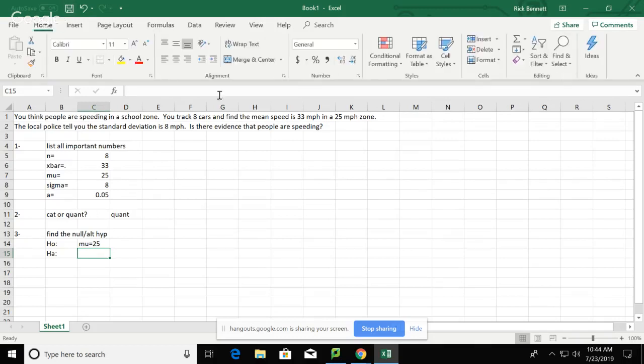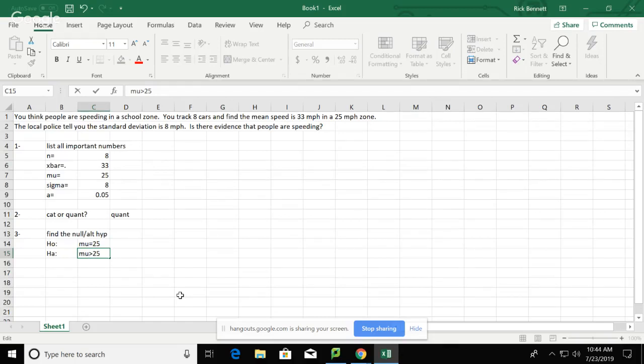Okay, now, what's the alternative hypothesis? Mu is not equal to 25. Now, did the question give us any indication what we think is happening? We think that they're speeding, so we think what? It's greater than 25. You think people are speeding in a school zone, you think they're going faster. So rather than just do the not equal to, I'm going to do the greater than.